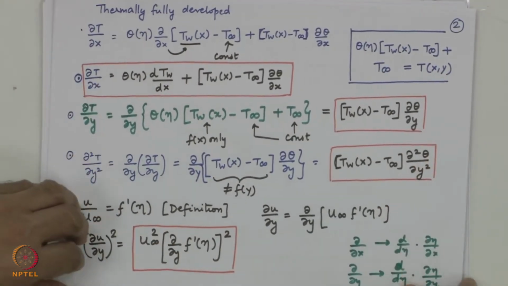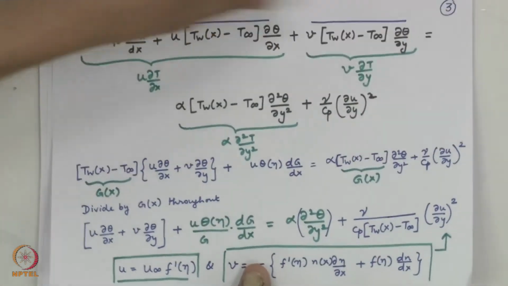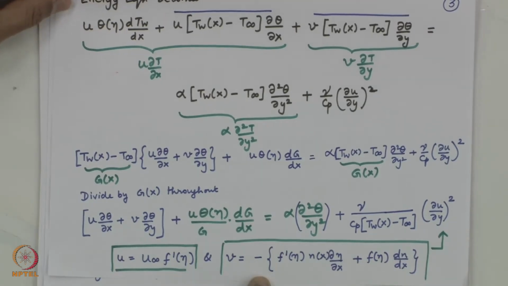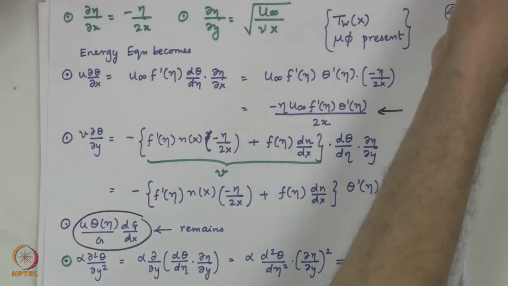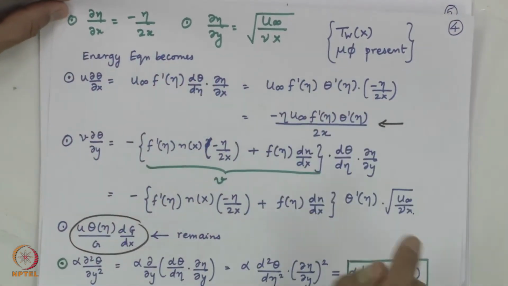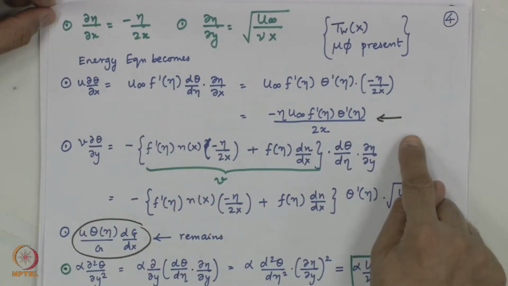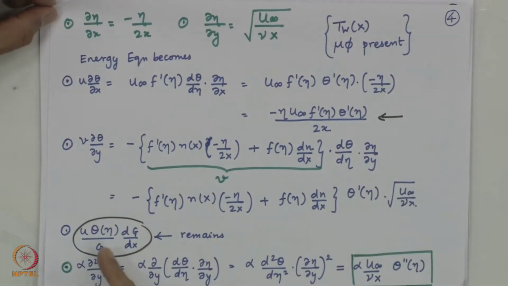Then we substituted for these things in the energy equation and got expressions which looked like this. We substituted for u and v from the momentum equation, and wrote d theta/dx and d theta/dy in terms of d theta/d eta and d eta/dx. So my energy equation had u d theta/dx look this way, v d theta/dy look this way, and then we had an extra term, u theta/g dg/dx. This was there because the wall temperature was varying. This was not going to 0.